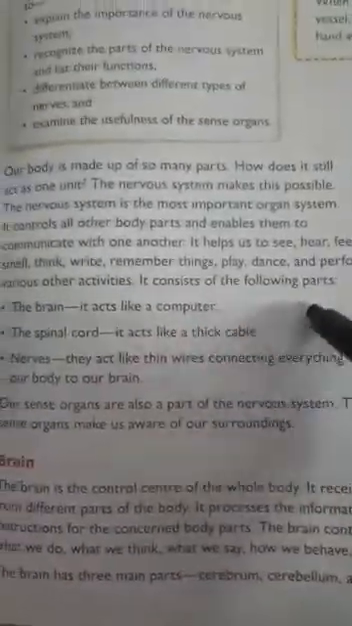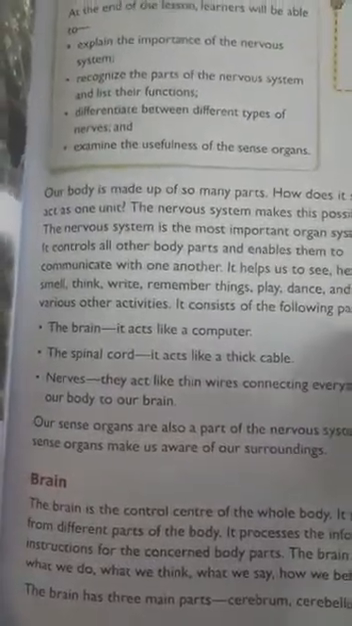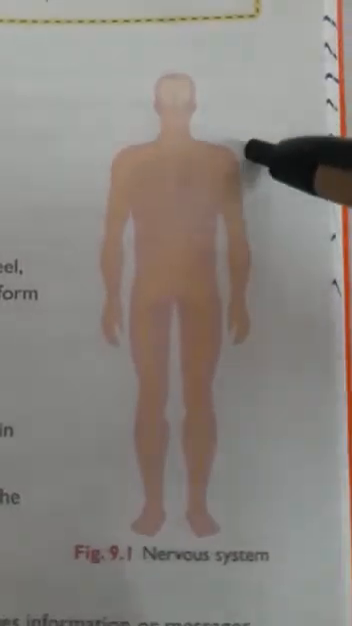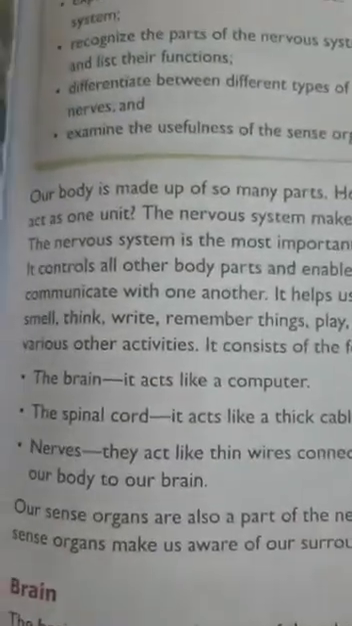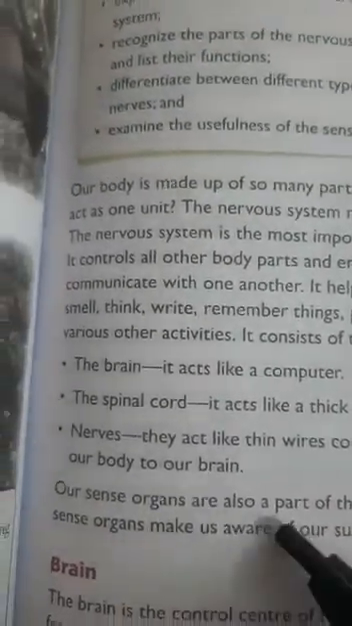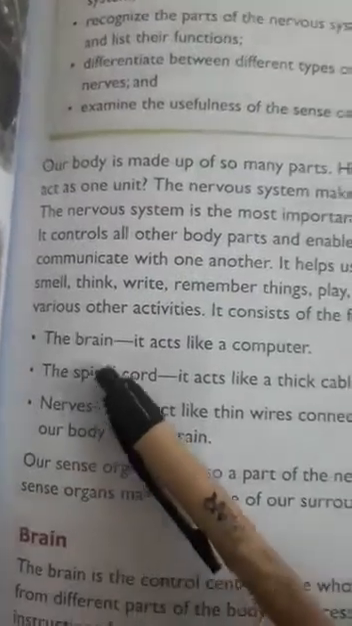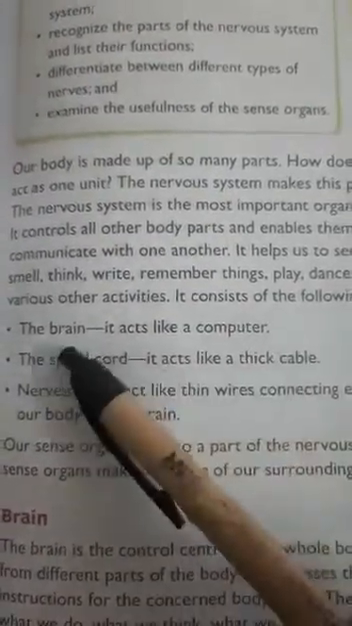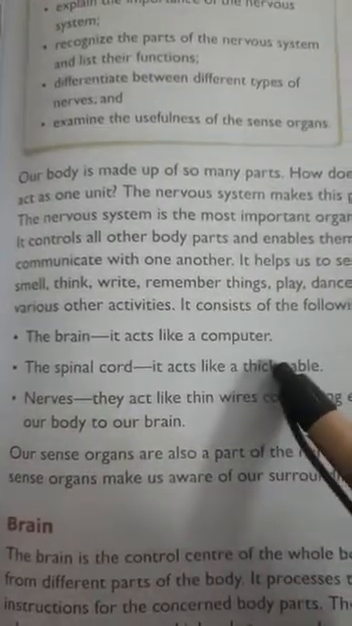It consists of the following parts. Now we will see the parts of the nervous system. Remember, this nervous system is related to our brain. So these are the parts of our nervous system. Let's see. First is the brain. It acts like a computer. Our brain acts like a computer.